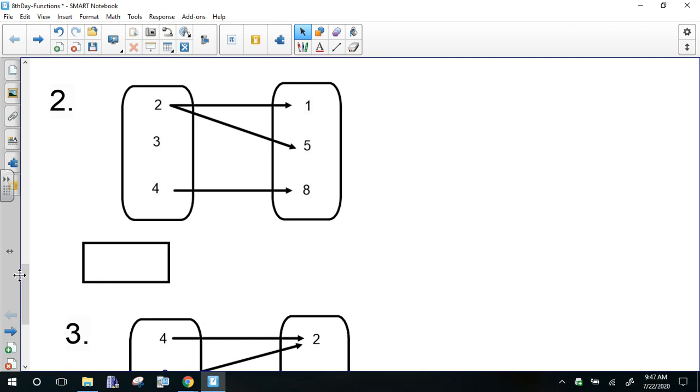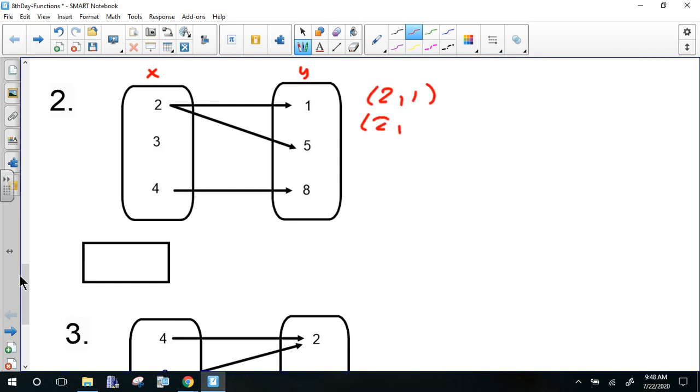This next example is called mapping, where you group the x values in one circle or shape, and you group the y values together in another. And you draw arrows to represent the points that are related to each other. So, for example, we have a point 2, 1, we have 2, 5, and we have 4, 8. So mapping is another way to represent coordinates.